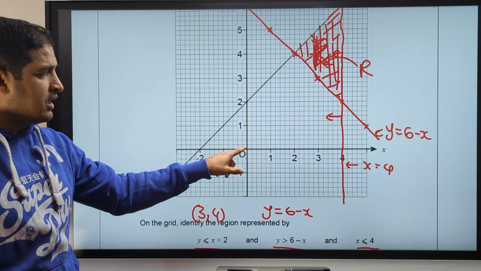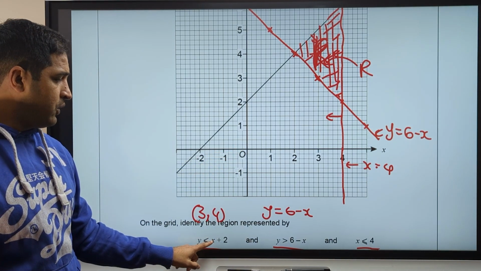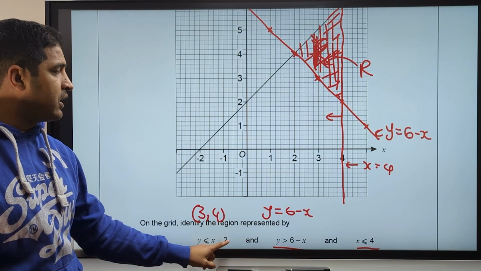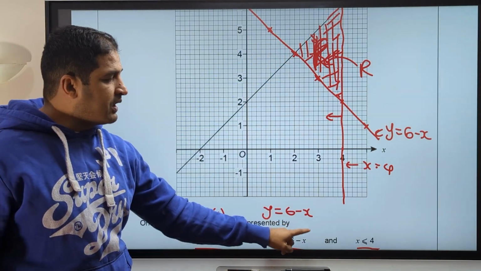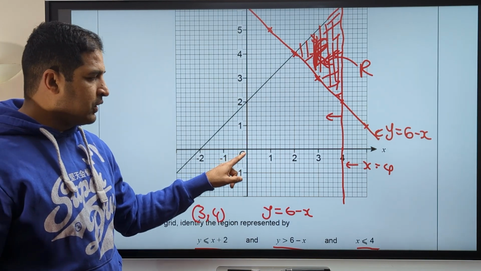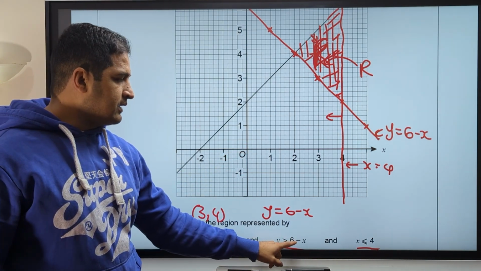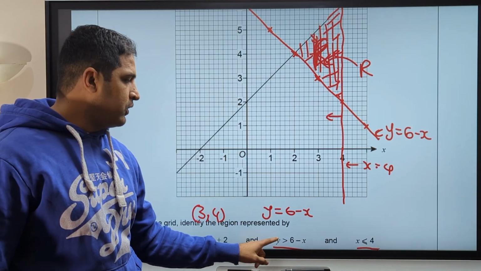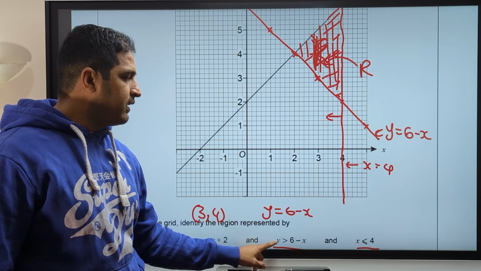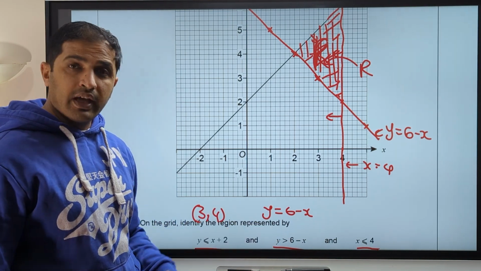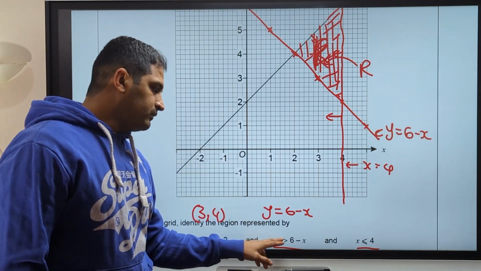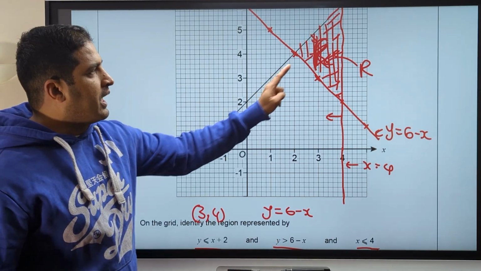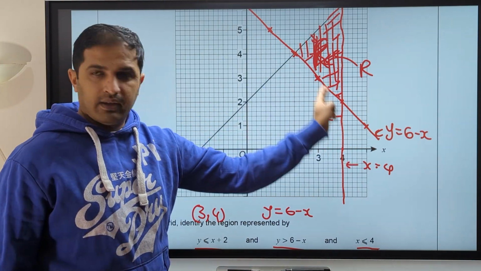We could have used this 0, 0 as well. When 0 in here, 0 in here, is 0 less than 2? Yes, then that's the side we want from that line. The same thing for this line here, okay? We put 0, 0, let's say. When x is 0, you get 6 minus 0 is 6. Is 0 bigger than 6? No, that's not true. Then we don't want this side of the line. We want the other side of this line.